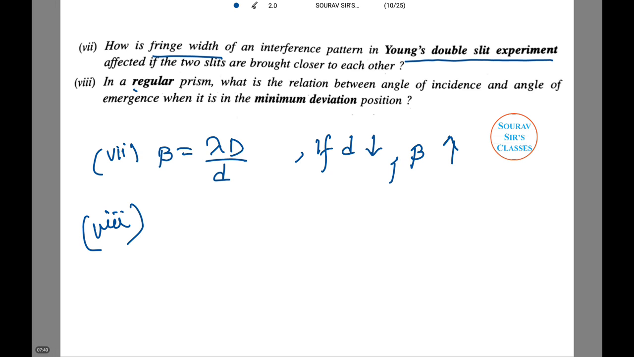Number 8. In a regular prism, what is the relation between the angle of incidence and the angle of emergence when it is in the minimum deviation position?